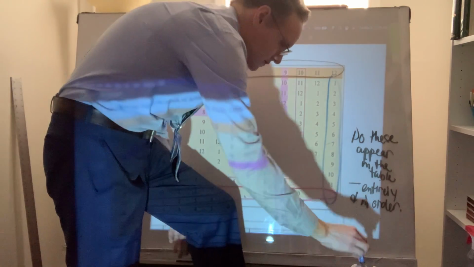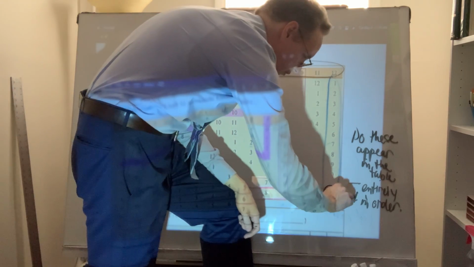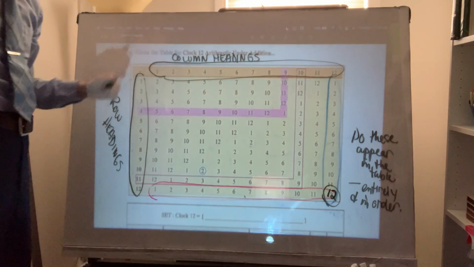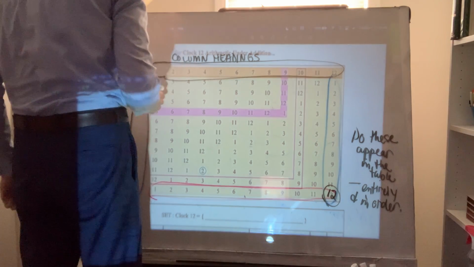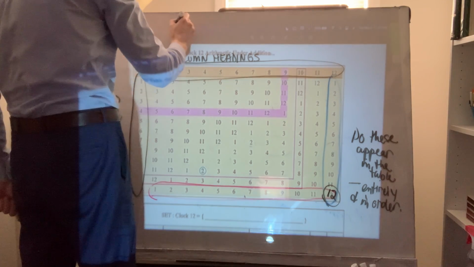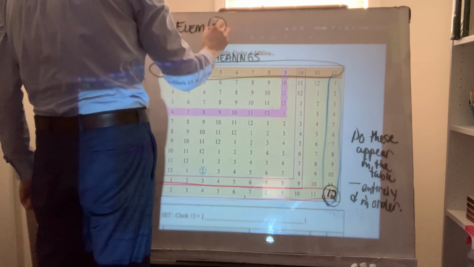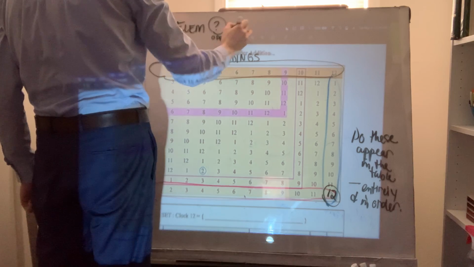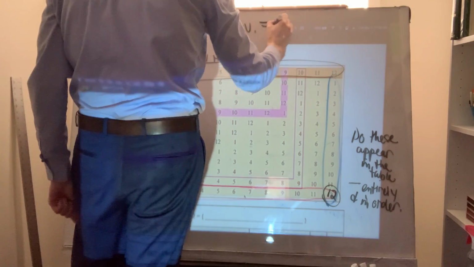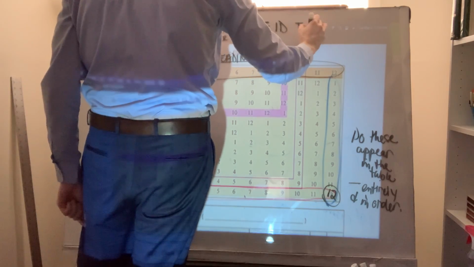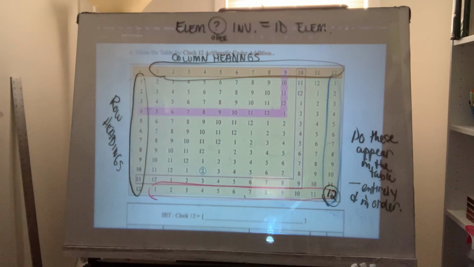Look where they intersect. They intersect right there, which is the number 12. Therefore, that's the identity element. Remember, when you have an element, and then the operation, whatever it is, combined with the inverse, you should get the identity element. This is a way to verify that that is correct.